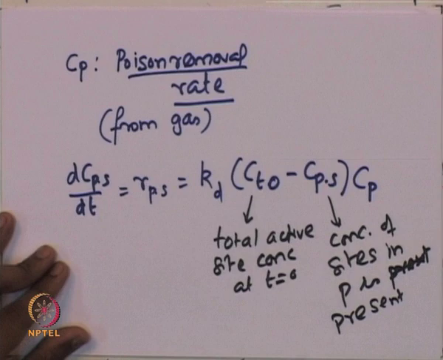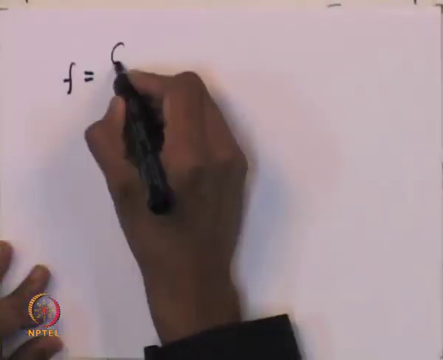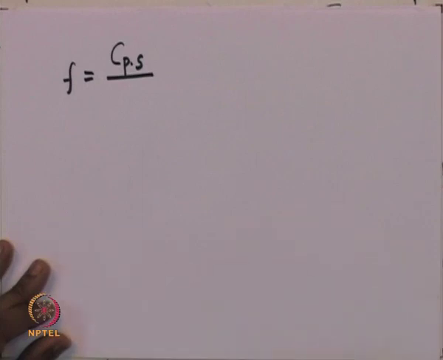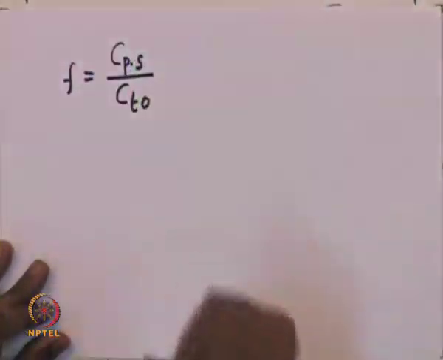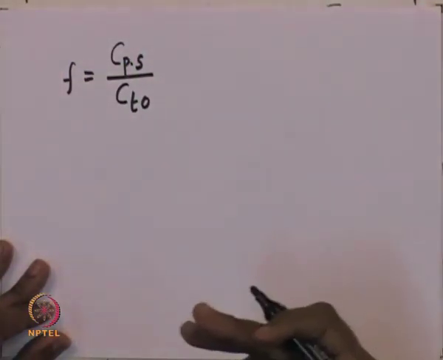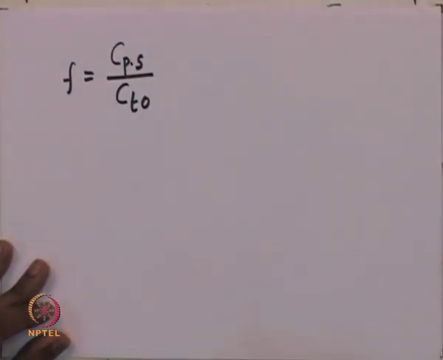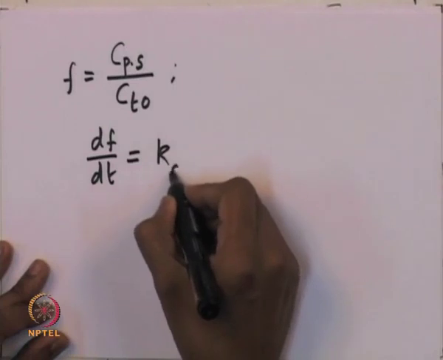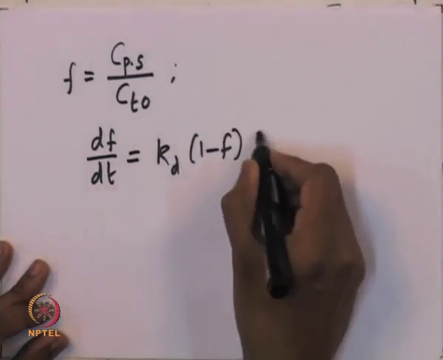Now, if we define a new variable f, which is essentially the ratio of the concentration of the sites onto which the poison is adsorbed divided by the total concentration of all the sites which is present before the reaction is started, that is when the catalyst is fresh, then we can redefine this differential equation as df by dt equal to k_d into (1 minus f) into C_P.